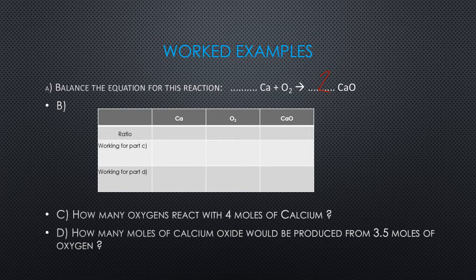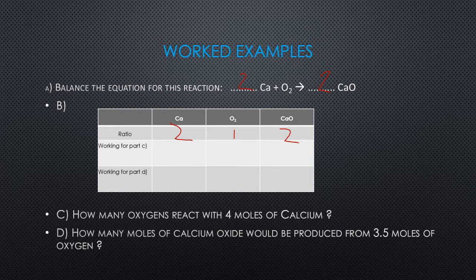However, now that we've got 2 calcium oxides, it doesn't balance either because the left-hand side still has only 1 calcium. So let's put a 2 in front of the calcium. Now that looks balanced. We can fill in the table with the ratios. So we have got 2 lots of calcium, 1 lot of oxygen, and 2 lots of calcium oxide. So now look at part C.